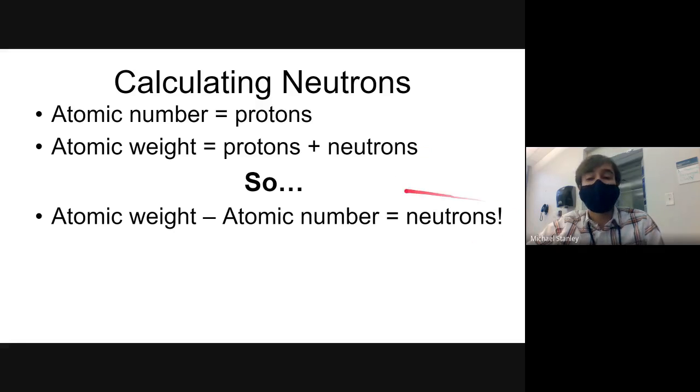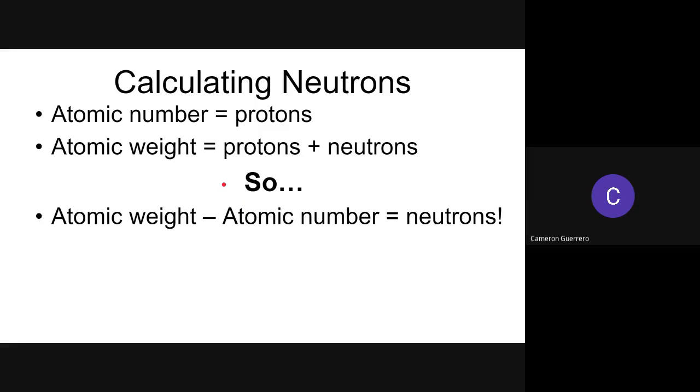But to figure out the neutrons, we do the atomic weight minus the atomic number. So whenever you're dealing with these protons, neutrons, and electrons, the only calculation you should be doing is a minus. Not a plus, not a multiplication or division, just a minus.